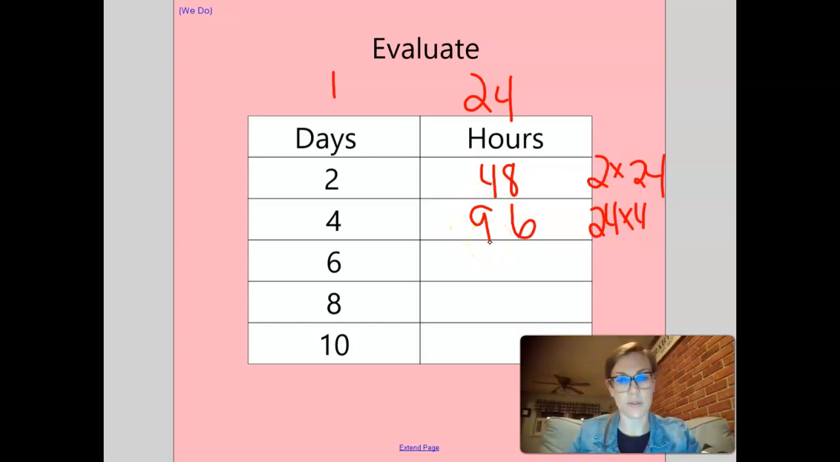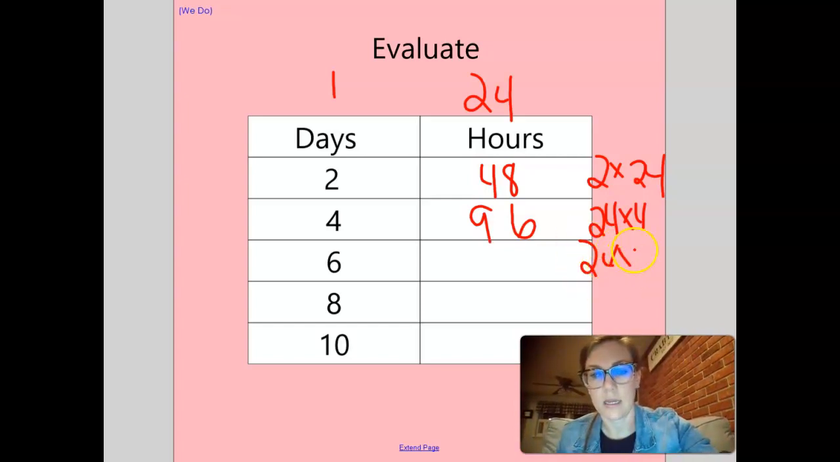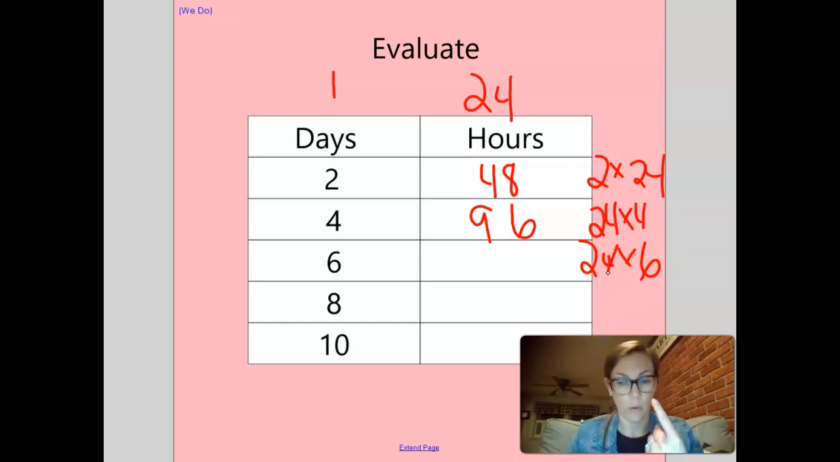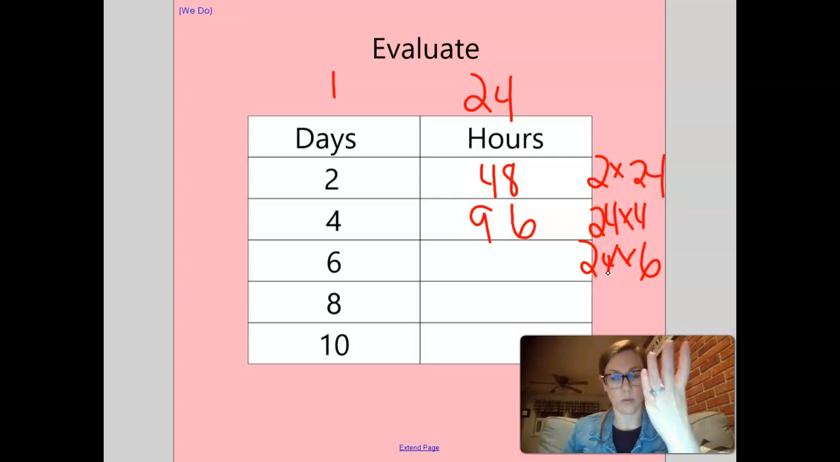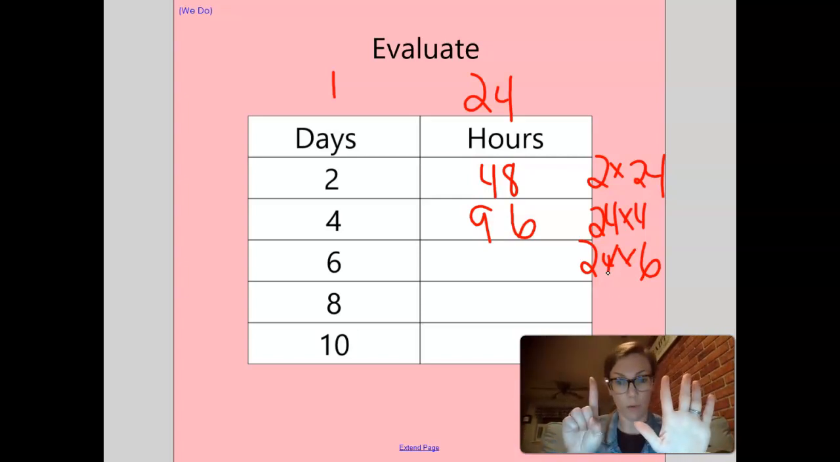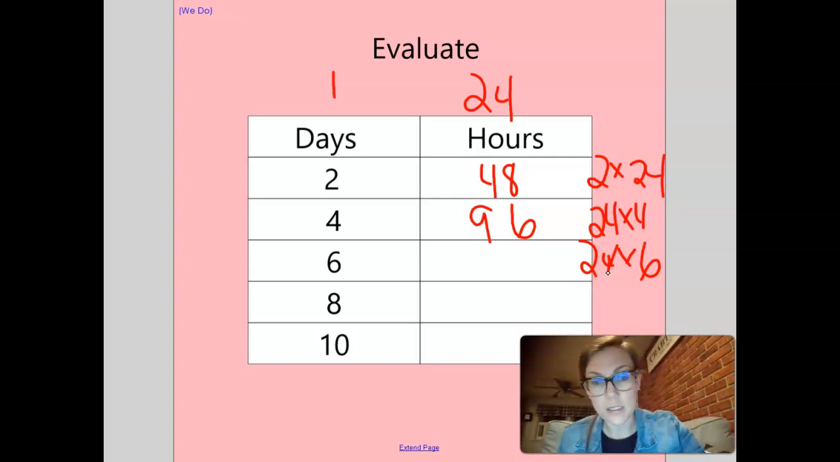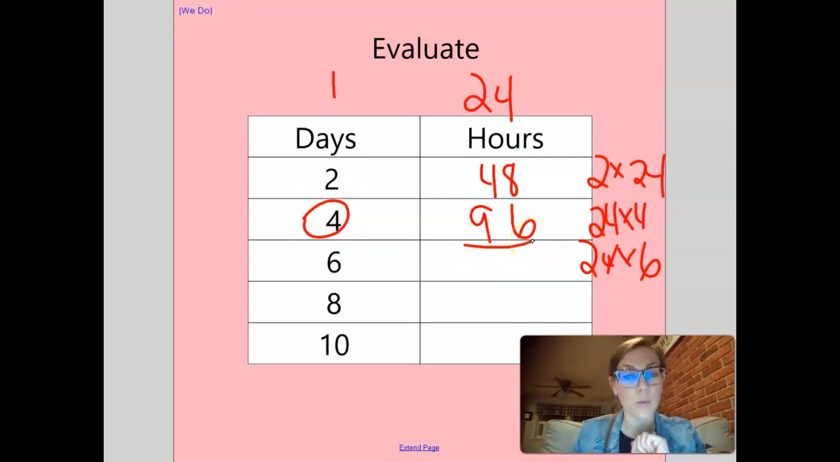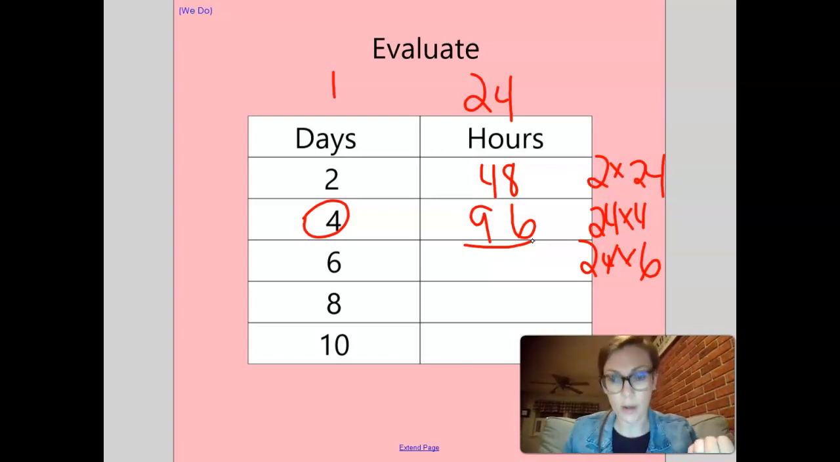96 hours. How would you figure out 6 days? See the pattern? 24 times 6. If you're not sure how to multiply that, then it's 24 plus 24 plus 24 plus 24 plus 24 plus 24. Or if you notice, this was 4 times we got 96. So take 96 and add 24 2 more times. 96 plus 24 plus another 24. Pause and solve. Come back and check your work after.